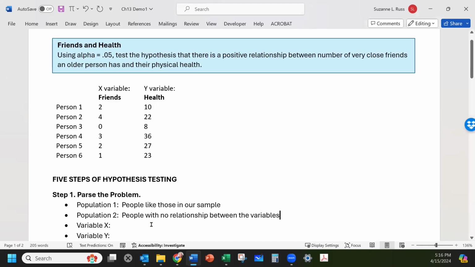What variables are we measuring? Well, variable X is the number of close friends, very close friends, an older person has. And variable Y is health.